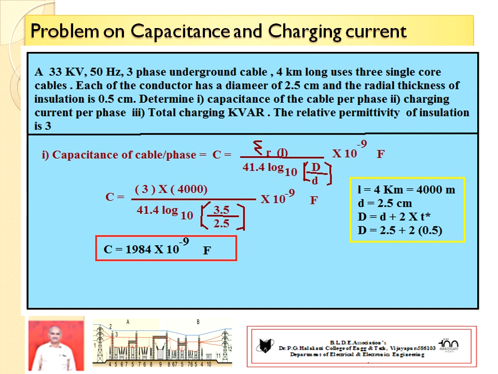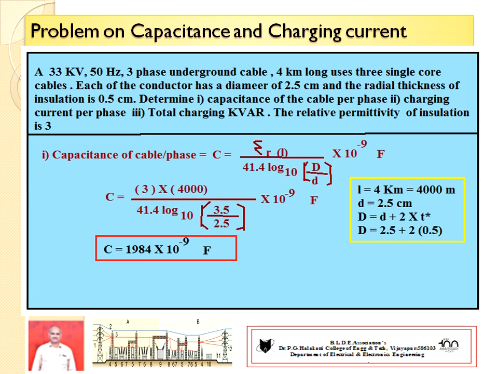A 33 kV 50 Hz 3-phase underground cable 4 km long uses 3 single core cables. Each of the conductor has a diameter of 2.5 cm and the radial thickness of insulation 0.5 cm. Determine capacitance of the cable per phase, charging current per phase, total charging kVAr. The relative permittivity of the insulation is 3.